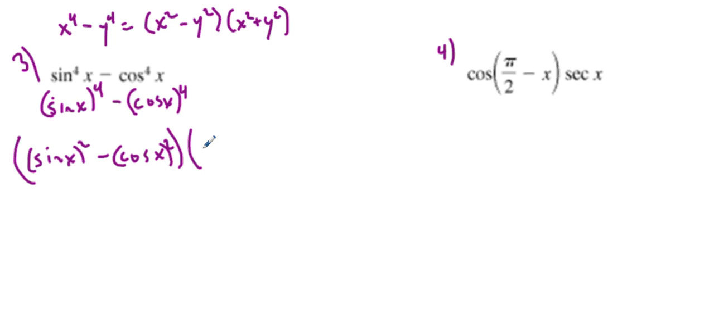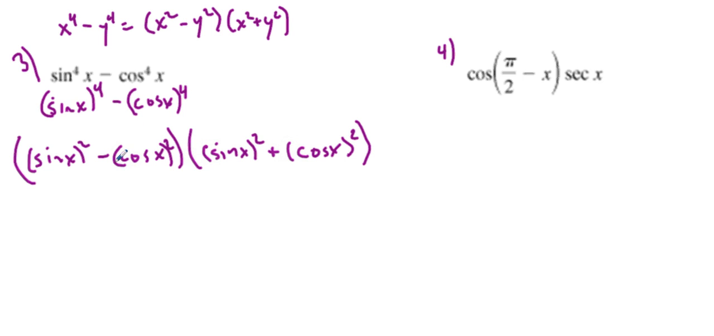Times the sine of x, that quantity squared again, plus cosine of x, that quantity squared. Normally we put the square in front of the x, but just for simplicity's sake, similar to what we've done in the past, we'll write it like that.